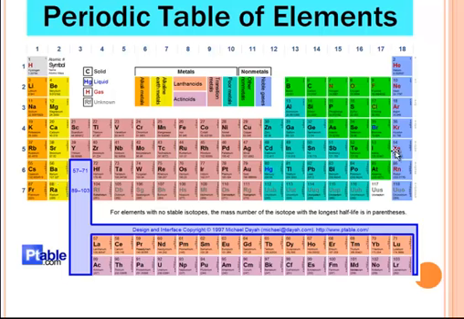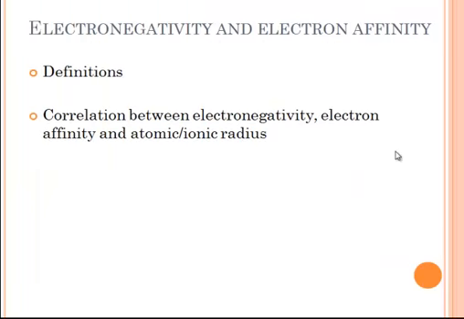And now we're going to focus on two of the many properties of the elements that exhibit periodicity, the periodic repeating pattern for the value. It's the electronegativity and the electron affinity. So we're going to cover the definitions and the correlation between electronegativity, electron affinity, and the size.